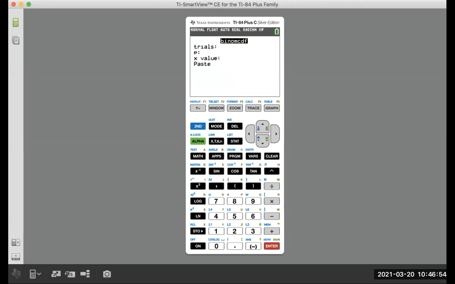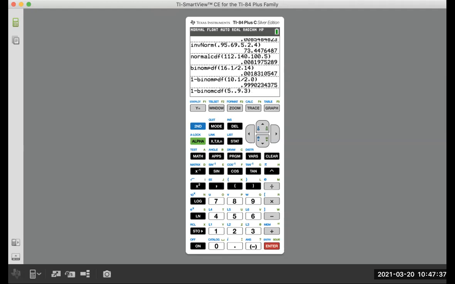How many trials? There are 5 trials. Sorry, there are 5 trials. The probability of success is 90%. And we want at least 4, so I get rid of the first 3, everything less than or equal to 3. That will give me the remaining 4 and above. 0.91854.